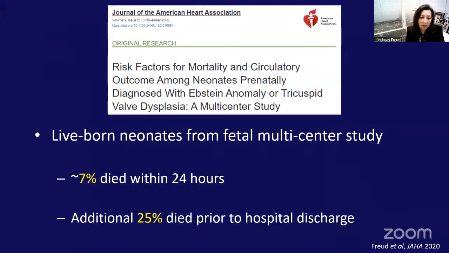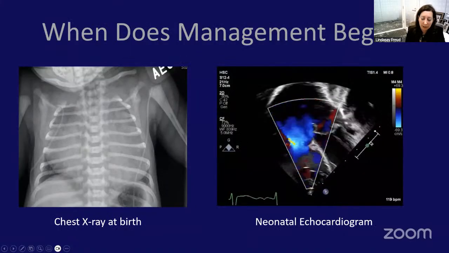Now, in this follow-up study that we published in JAHA, there are a couple of other things that I want to report on that are very important, which is that 7% died within the first 24 hours of life. So that's a tremendous amount of early mortality that I want to discuss a little bit further. And then we have an additional 20%, 25% that died prior to hospital discharge.